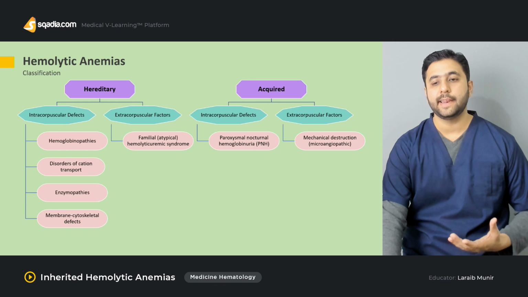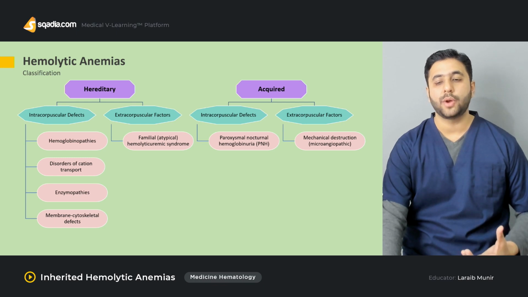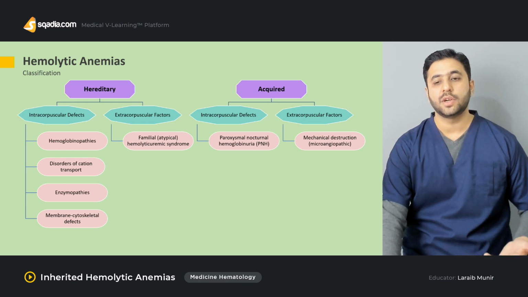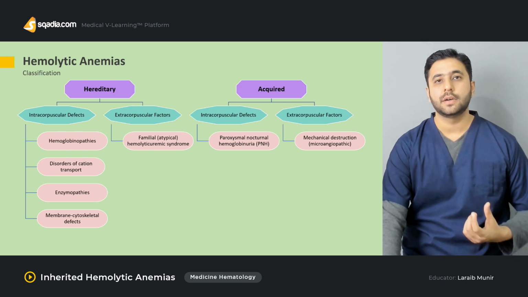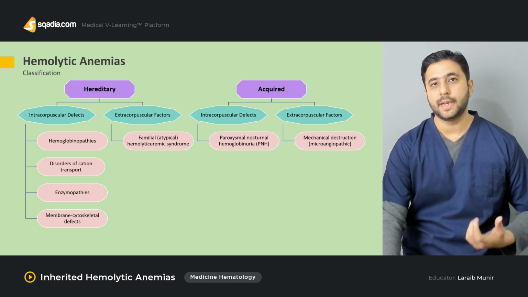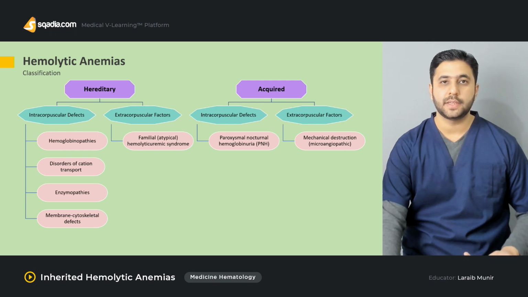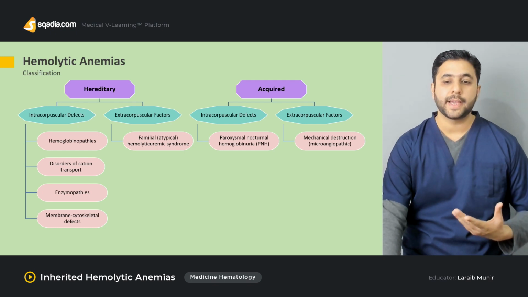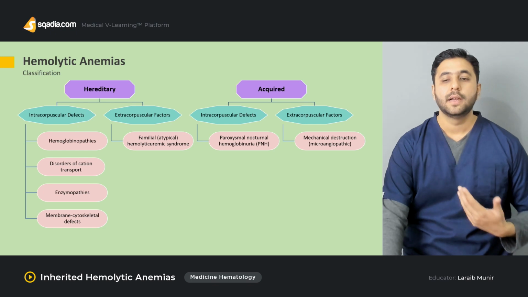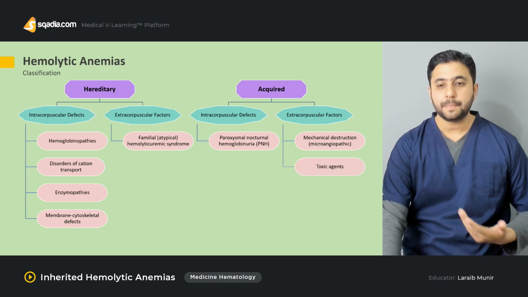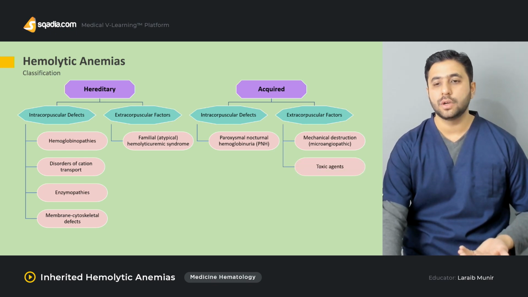These can either be a mechanical destruction, which we call the microangiopathic anemias. For example, in someone who has an aortic valve sclerosis, in which the cells are not able to pass normally as in a person with an aortic valve. So this can lead to mechanical destruction of RBCs at the level of the aortic valve, and this leads to a microangiopathic hemolytic anemia. Similarly, certain toxins can cause extracorpuscular hemolytic anemias.